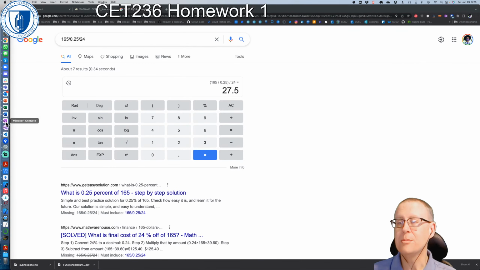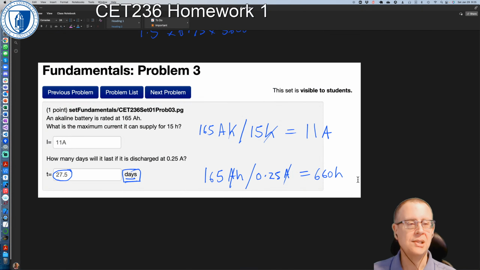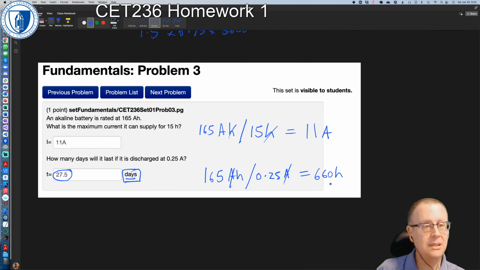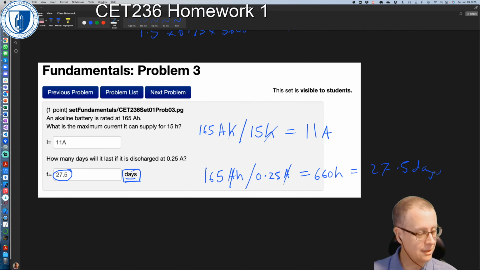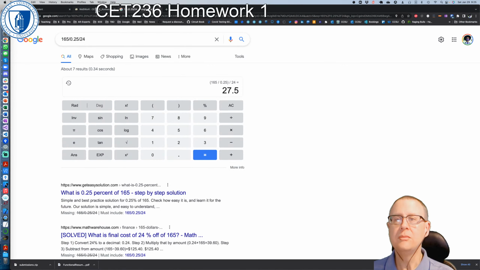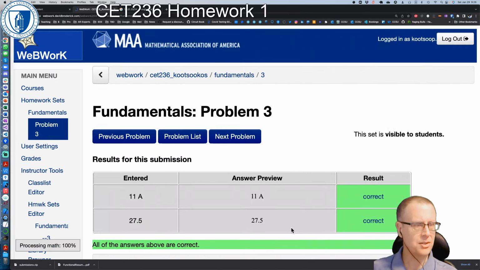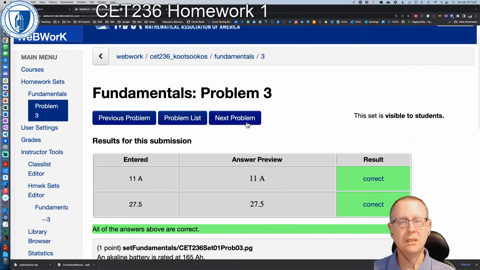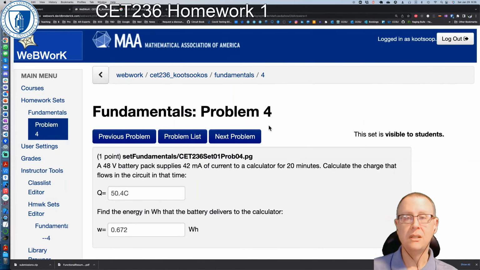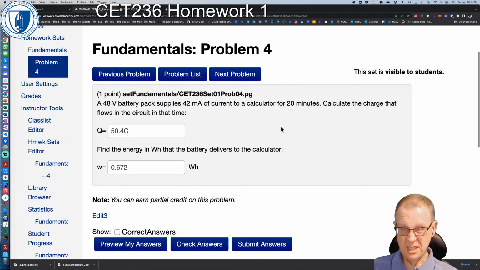Try that again. 27.5 days. Okay, that was problem 3. Let's continue to the next problem. I'll just submit answers just to make sure I got it right. I did. And here's problem 4.